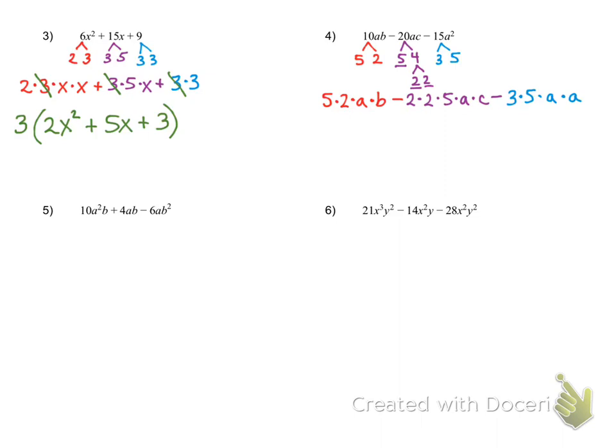So let's look and see what's in common between all of them. And it looks like we have a 5 in common between all of them. So I'm going to write the 5 out front. We have an A in common in each of them. So we have a 5A, and then that's it. So our first term, what we have left is 2B, minus our second term, we need to multiply together 2 times 2 times that C, which is 4C, minus 3 times A, so 3A.